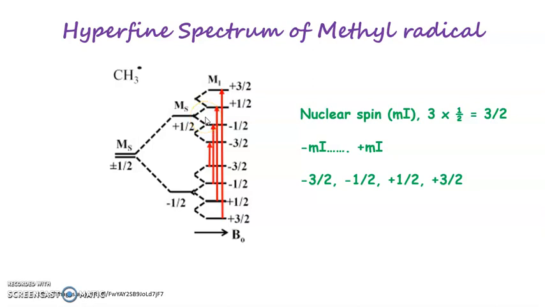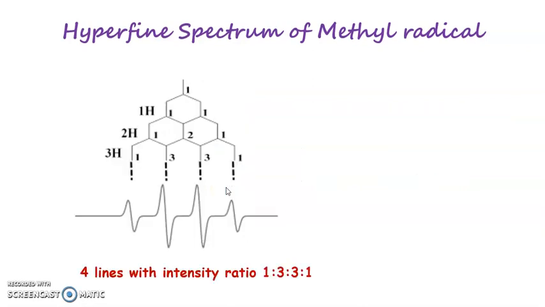And obeying the selection rule, we have only 4 lines. Keeping delta Mi 0, you can have 4 lines with intensity ratio 1:3:3:1. This is the hyperfine spectrum of the methyl radical.